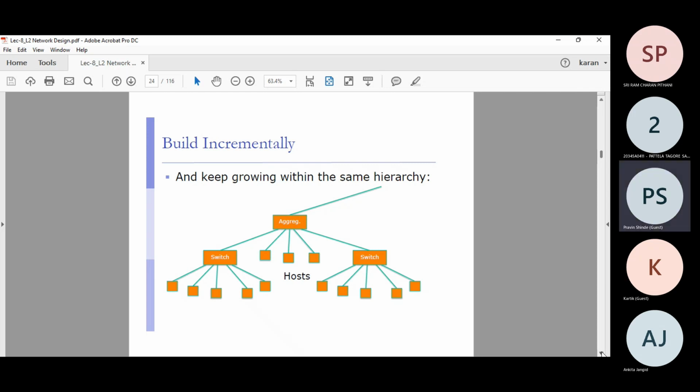Okay, so this point is clear. Sri Ram, Tagore, and Karthik, aggregation switch, host switch, what is a fiber link and what is a Cat6 link? Yes, sir.